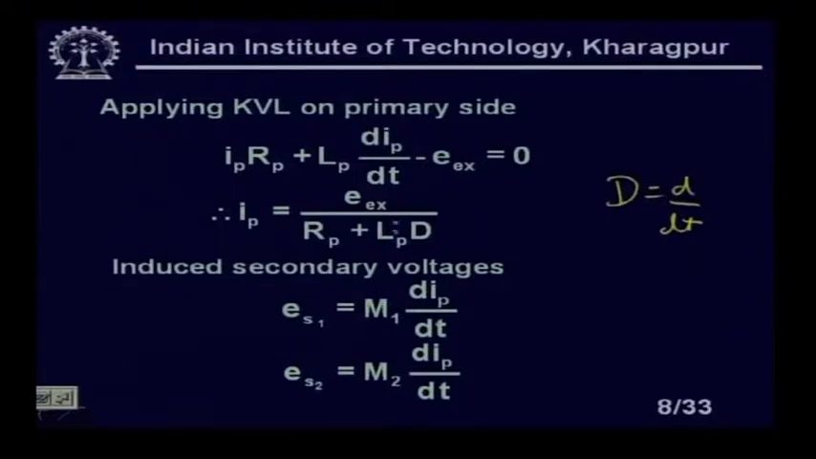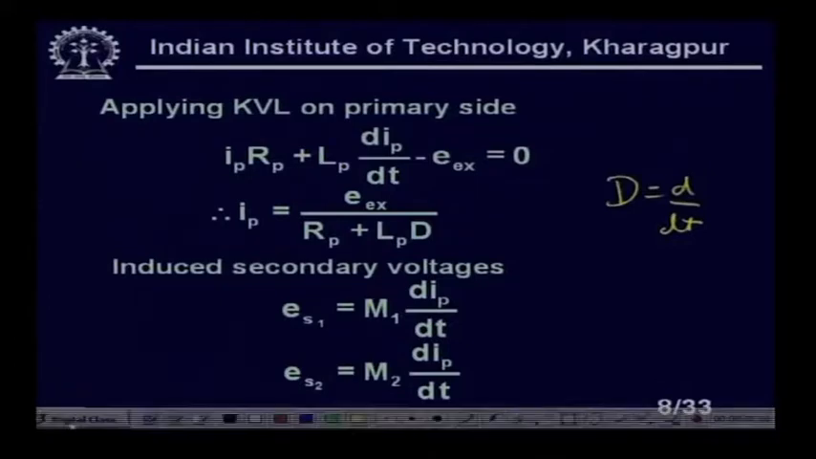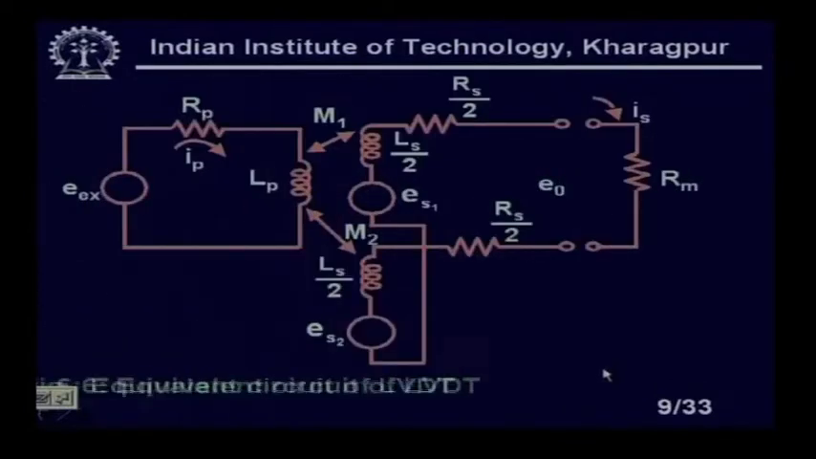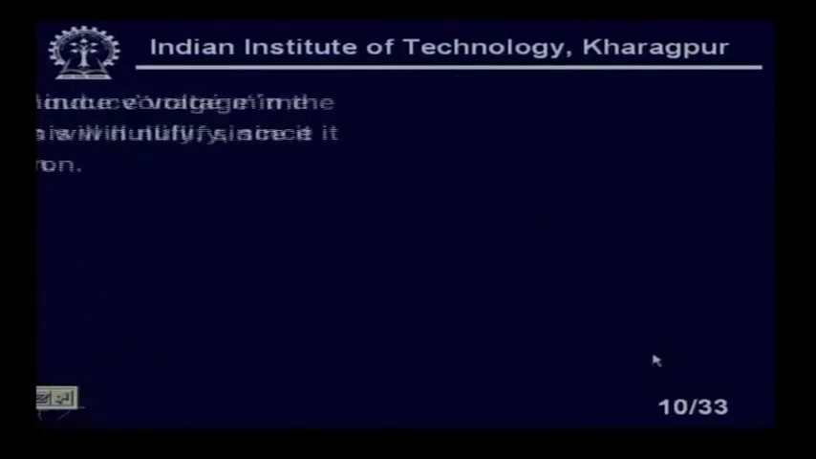So, you see the induced secondary voltage is applied on the primary side, but on the secondary side this will induce a voltage like this: Es1 equals M1 into dIp by dt, and Es2 equals M2 dIp by dt. Okay. So, all with respect to the primary current, right. This we have already discussed. Now, let us look at it.